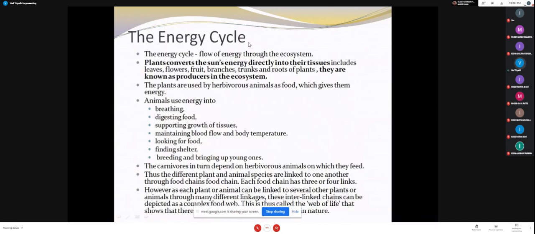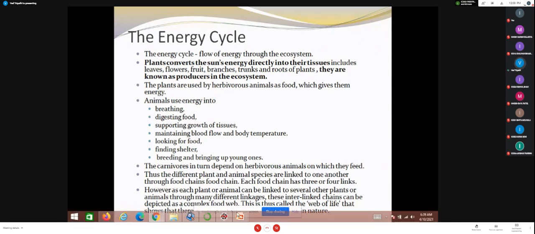So we have the energy cycle, and in the pyramid we saw why it has a pyramid-like structure, because animals use energy for breathing, digesting food, for supporting the growth of the tissues, maintaining blood flow and body temperature, for looking for food, finding shelter, and for breeding and bringing up the young ones. For all of these activities, the animals require energy, and that's why there is an energy loss at each trophic level.